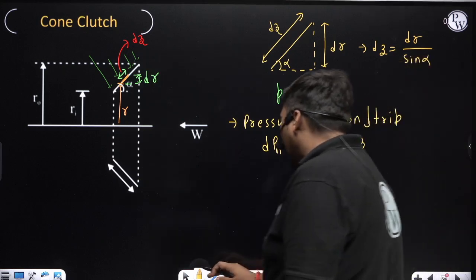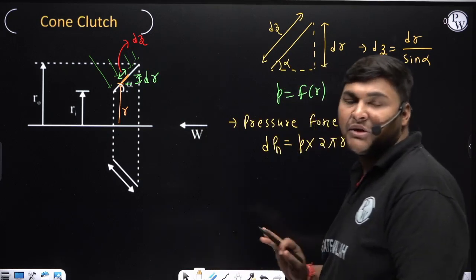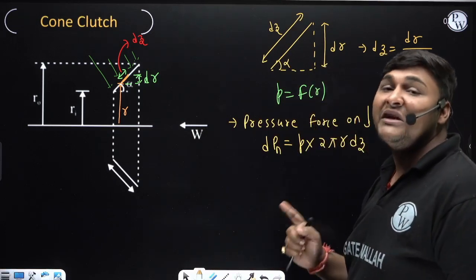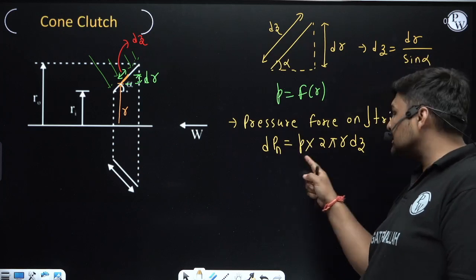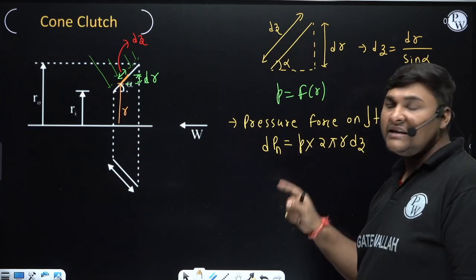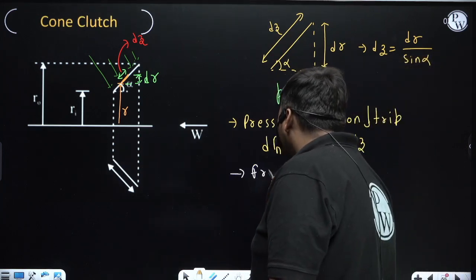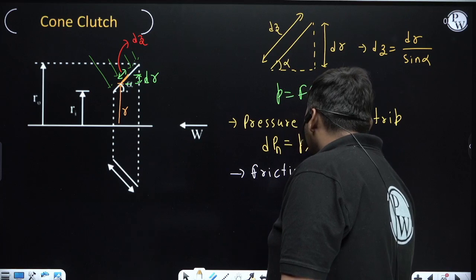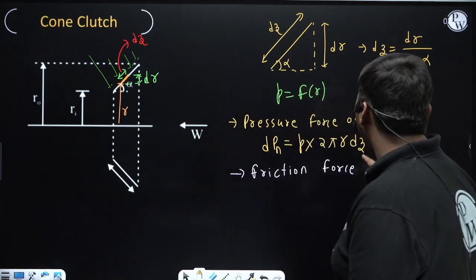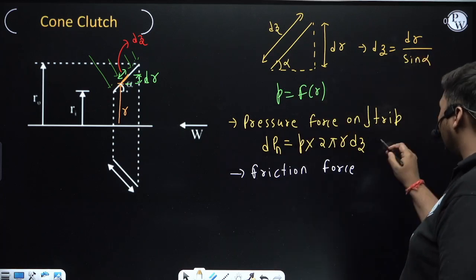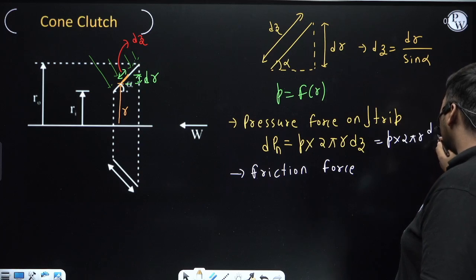Now suppose I want to calculate the expression of torque transmitted by strip, so first we need to calculate the friction force on strip. Pressure force will always come in normal direction, so can I say it is normal force on strip? And since it is normal force on strip, what will be the expression of friction force on strip? So friction force on strip. Okay, dz is nothing but dr upon sin alpha. So if you simplify this, it will be p into 2 pi r, and dz is nothing but dr upon sin alpha.